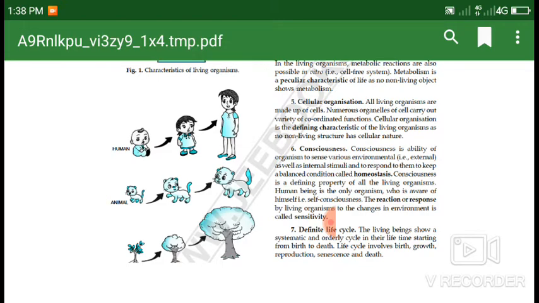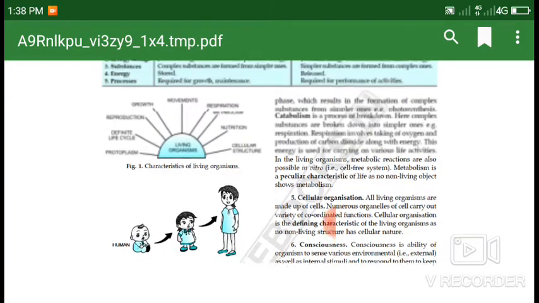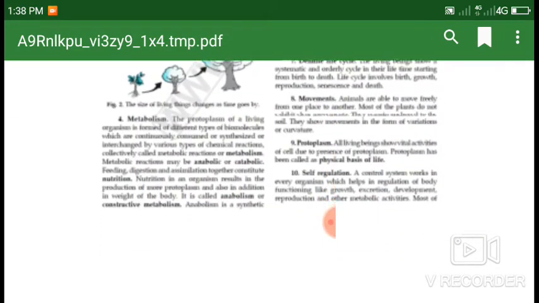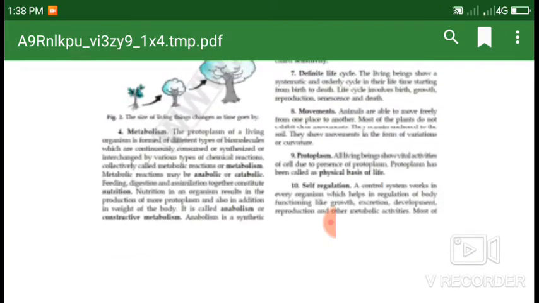Similarly, the plants also show growth. It is a plant, one of the plant species, then it becomes a shrub, and eventually it becomes a big tree. So this is the process of growth in plants. So let us understand what metabolism is.